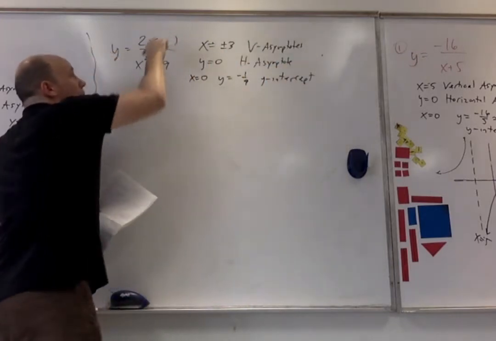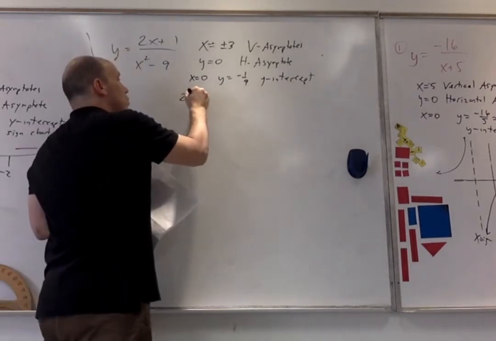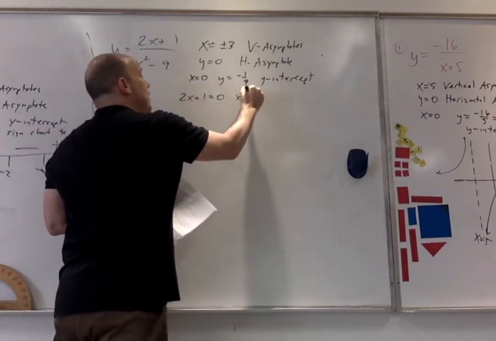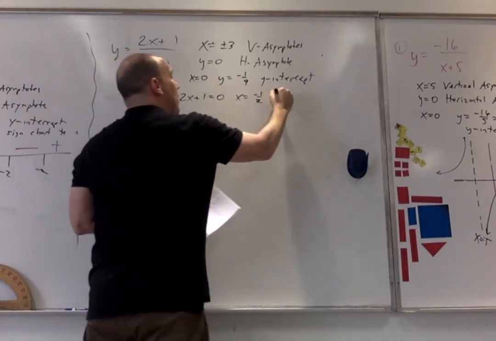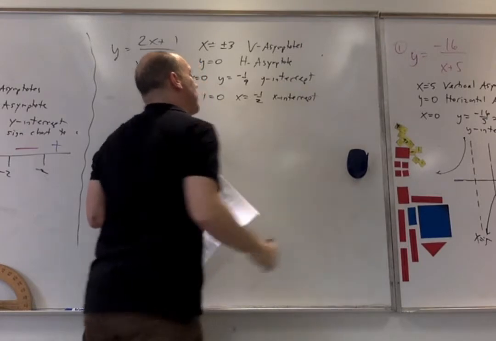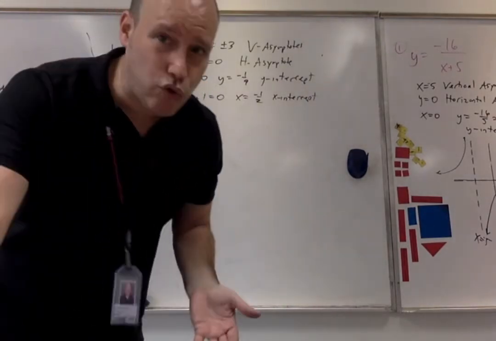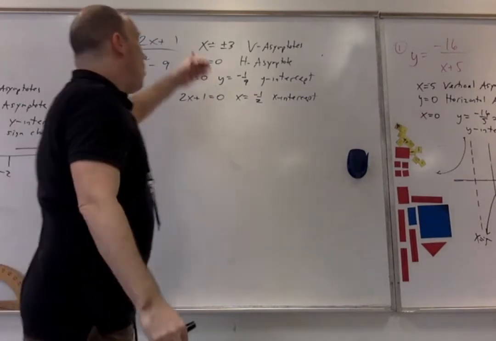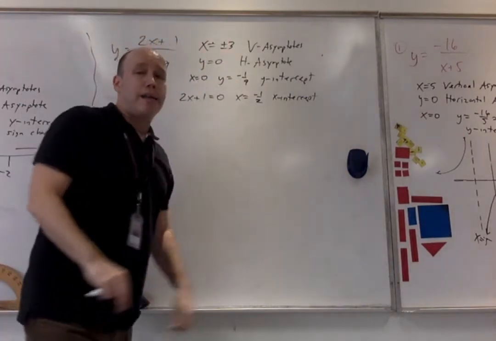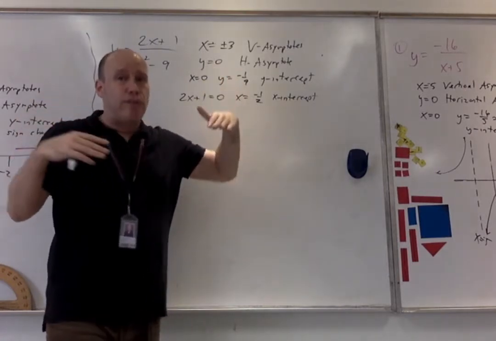And now I have a numerator, so I have a 0. 2x plus 1 equals 0. X equals -1/2. That's an x-intercept. So you say to me, Mr. Adler, how is that possible? Because you just said that y equals 0 is a horizontal asymptote, and asymptotes are lines and the functions never touch them.